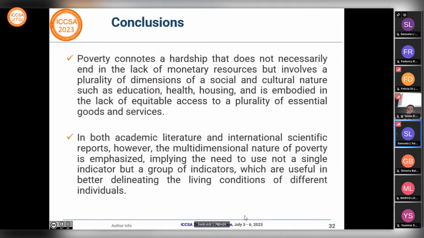So, poverty connotes a hardship that does not necessarily end in the lack of monetary resources, but involves a plurality of dimensions of a social and cultural nature, such as education, health, housing, and is embodied in the lack of equitable access to a plurality of essential goods and services. In both academic literature and international scientific records, however, the multidimensional nature of poverty is emphasized, implying the need to use not a single indicator, but a group of indicators which are useful in better delineating the living conditions of different individuals.